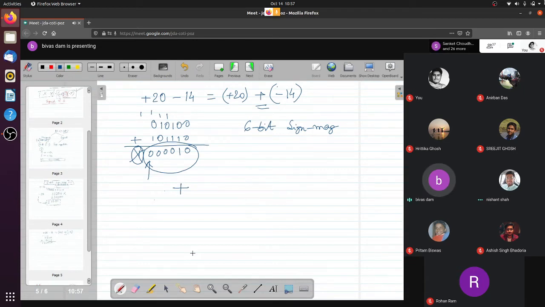Now what about the magnitude of the result? What will be the magnitude of the result? So the answer should be 6, but I'm not bothered about what the answer should be. What I'm bothered about is what I'm getting. You are getting 2. So, though the required answer was plus 6, I am getting plus 2.